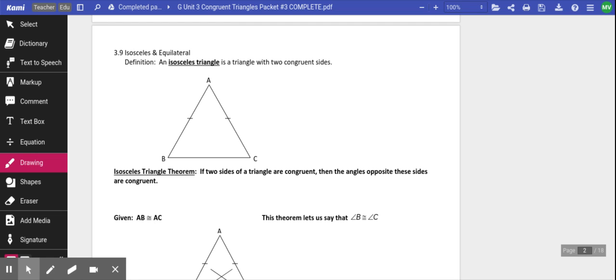Hello, everyone. Today we are focusing on isosceles triangles and equilateral triangles. So, a reminder: an isosceles triangle is a triangle with two congruent sides.